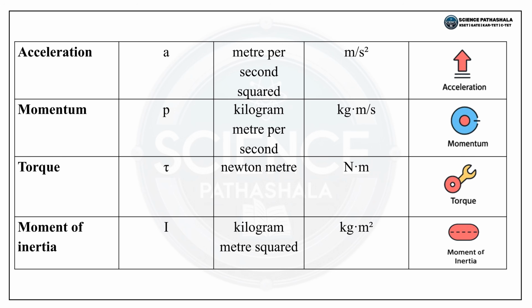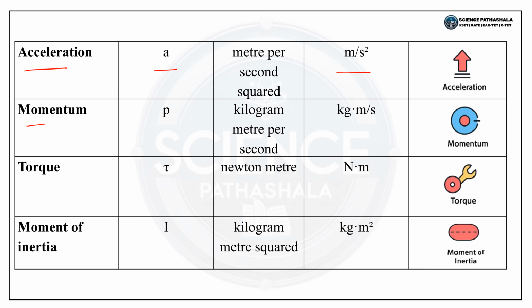The next is acceleration. Acceleration is the rate of change of velocity of a body with respect to time. So acceleration andre twarane. It is represented by the symbol small a. So idara SI unit andre meter per second squared.